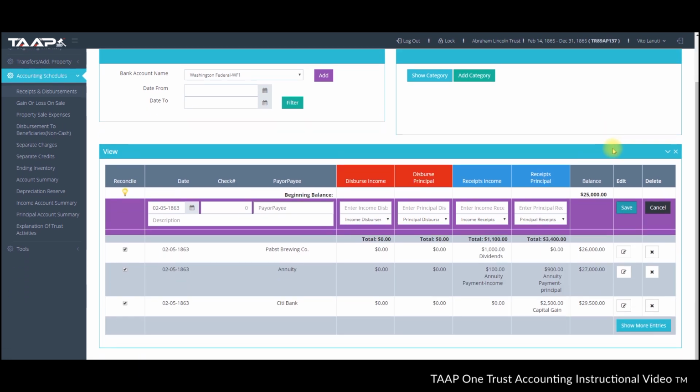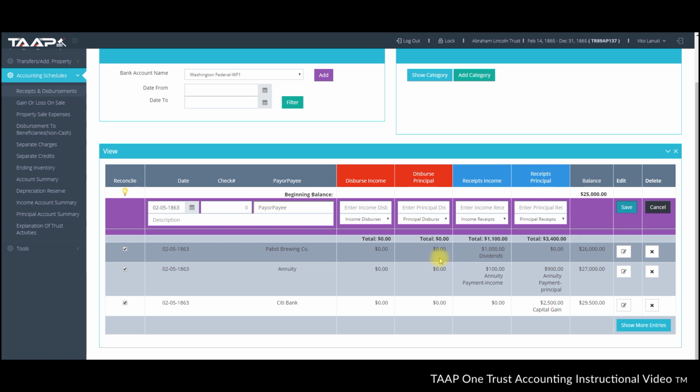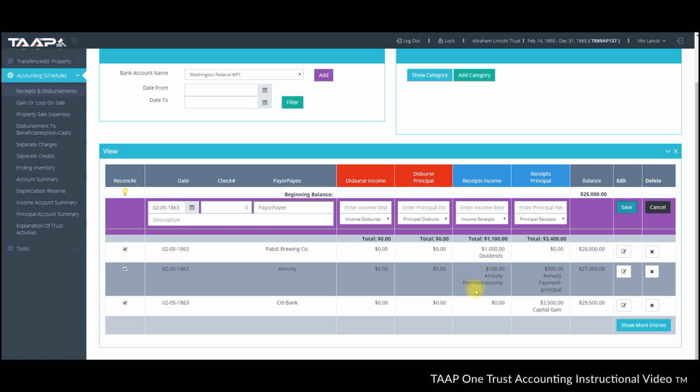So what we have here is an example of 3 different types of entries. Here from Pabst is going to be 100% dividends. Here with the annuity is going to be 10% income, 90% principal, and then from Citibank, our capital gain of $2,500. Here we have our receipts of income and our receipts of principal. That's where we make all of these entries.